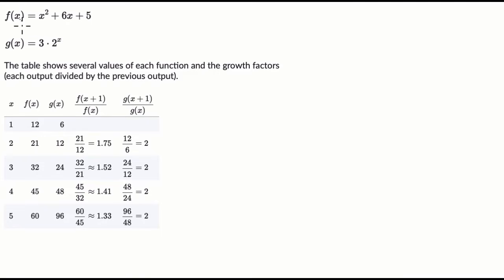We are told that f of x is equal to x squared plus 6x plus 5, and g of x is equal to 3 times 2 to the x. The table shows several values of each function and the growth factors, each output divided by the previous output.